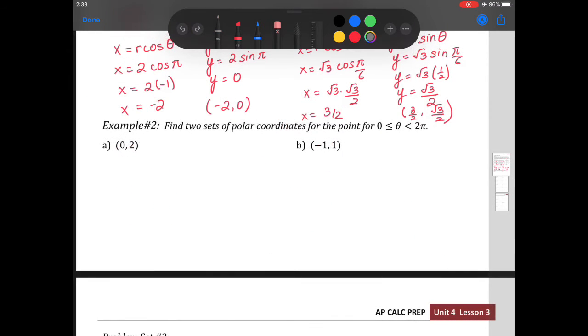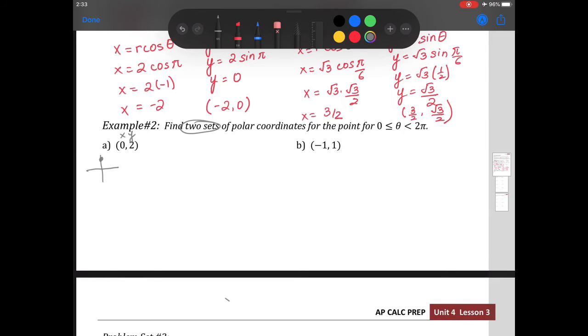It says find two sets of polar coordinates for the point, for theta greater than or equal to 0 and strictly less than 2 pi. This is my x and this is my y. If I was to sketch it, (0, 2) is a point here. I'm just giving another representation of it as a polar coordinate.